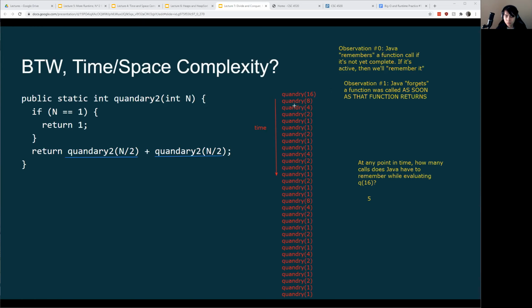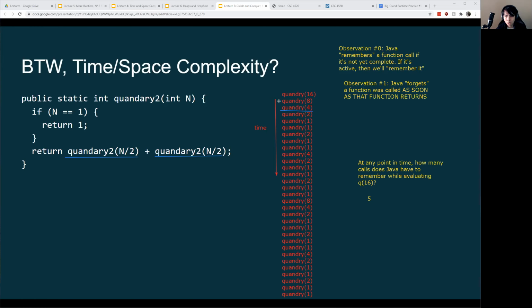Now, once we make a recursive call to 8, the next recursive call is going to be 4. At this point, when we're calling quandary of 4, can we erase the 8? Yes or no? Can we go ahead and delete the 8?